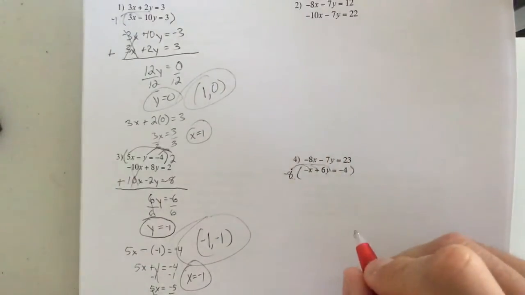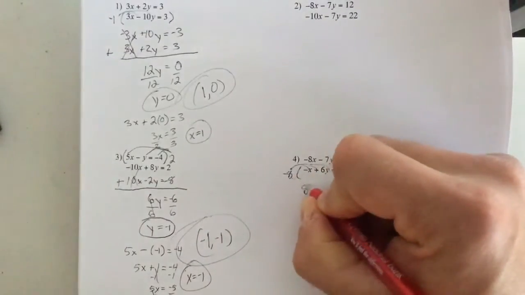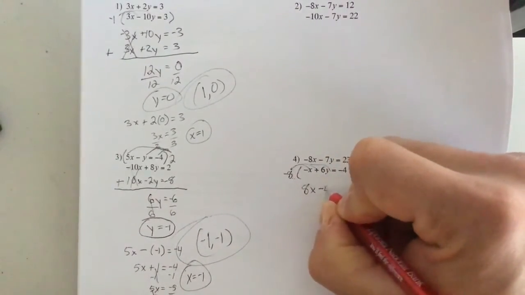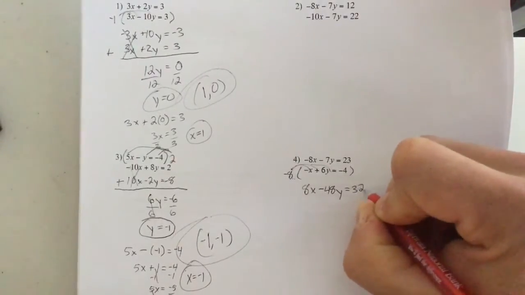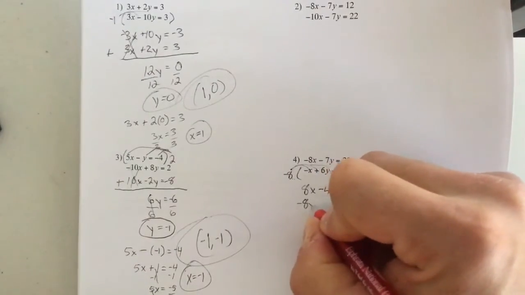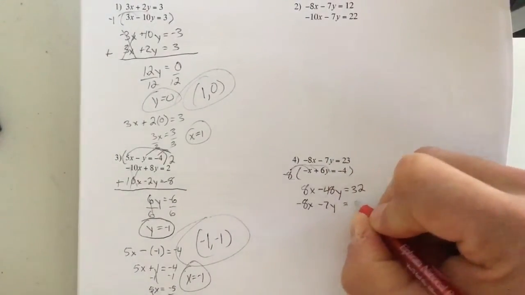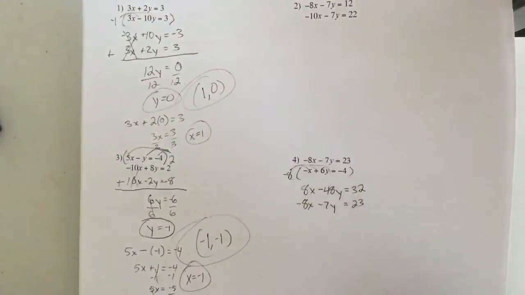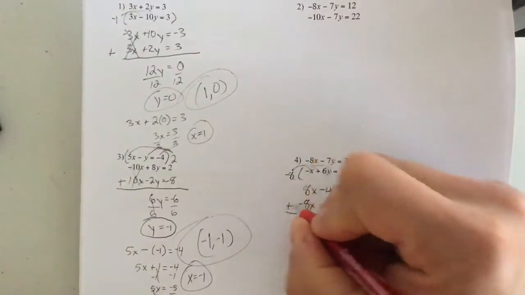Okay, the numbers will get a little big here. Have no fear, you got this. We get positive 8x minus 48y equals a positive 32. Okay, then I'm going to rewrite my first equation. Negative 8x minus 7y equals 23. Okay, have faith. You got this, guys and gals. We're going to add these together.